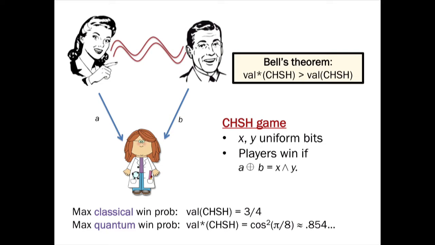Okay? So one way of phrasing the famous Bell's theorem is that the entangled value of this CHSH game, this very simple game, is strictly greater than the classical value. So using quantum entanglement, players can achieve stronger correlations than they can classically. OK.